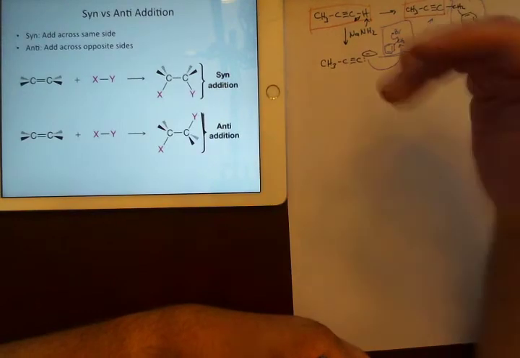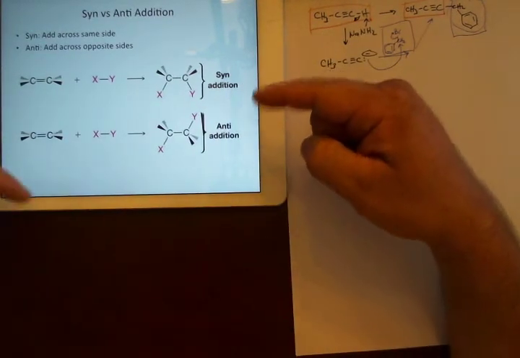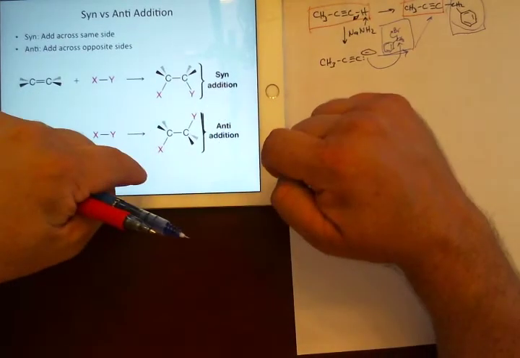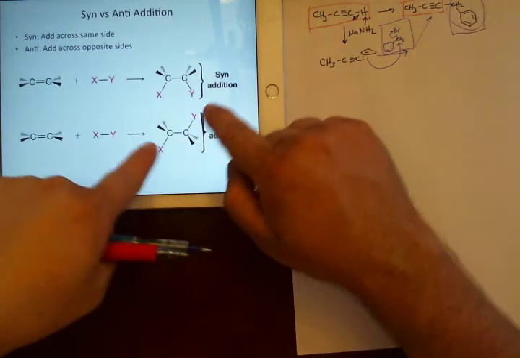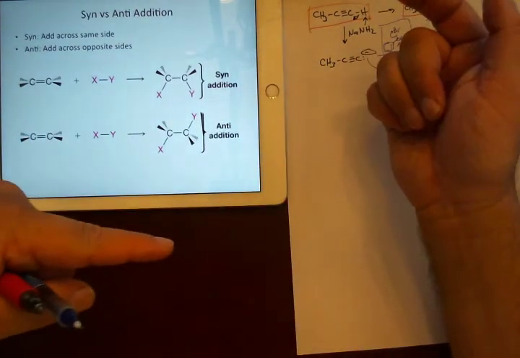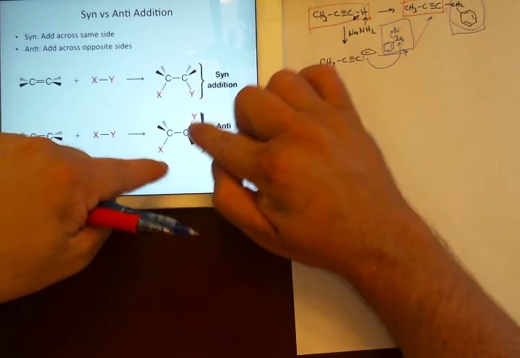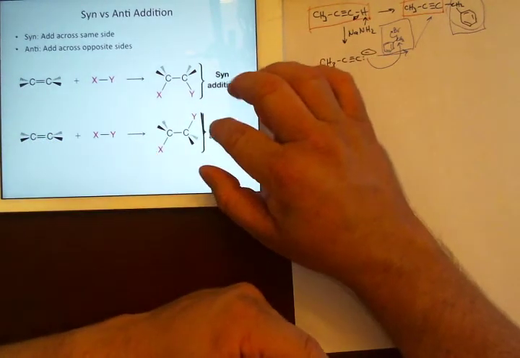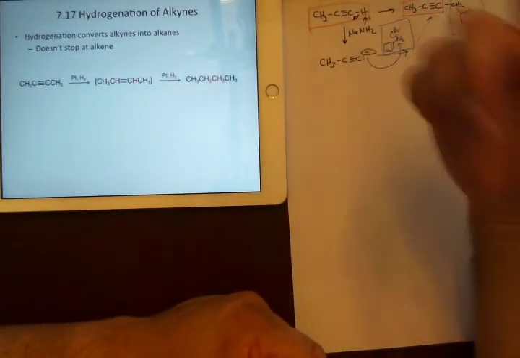Okay. So if you're adding groups across a double bond and they're both going on the same side, it's called syn. If they're going on opposite sides, one up, one down, it's anti. So this would give you the cis product. This would give you the anti-trans product. Okay. This hydrogenation is a syn addition.